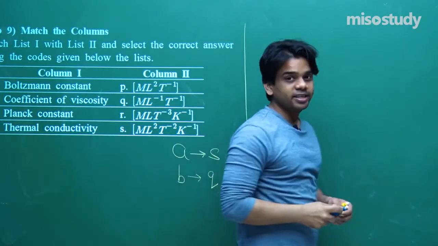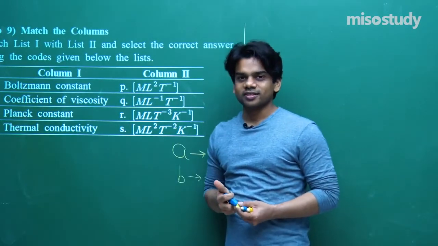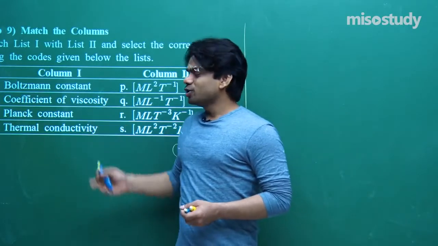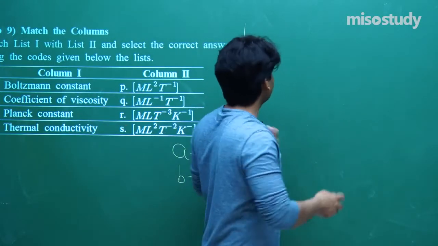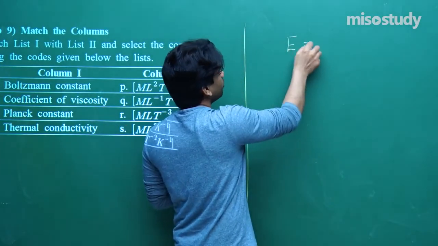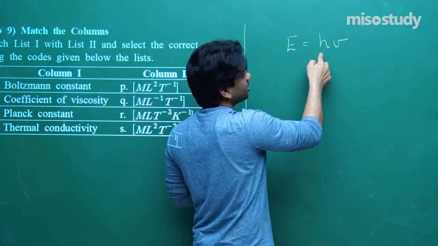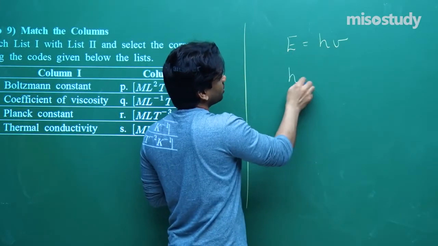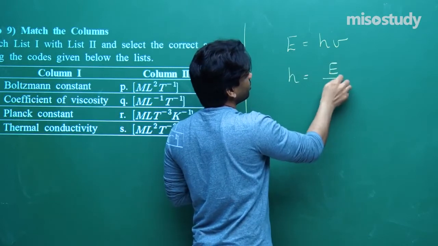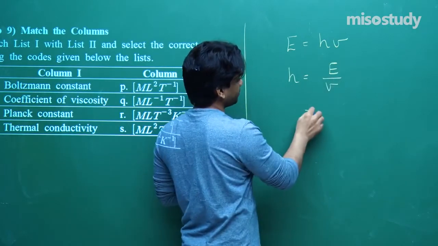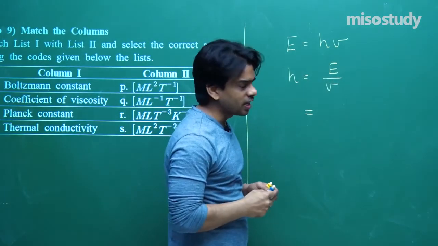Now let's check the next option, Planck constant. Again, it's used for the energy of a photon, E equals h into mu. This h is the Planck constant. So Planck constant h can be written as energy divided by mu, that is the frequency. E equals h mu, that is what we know.